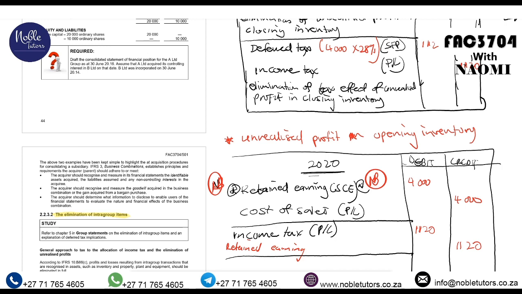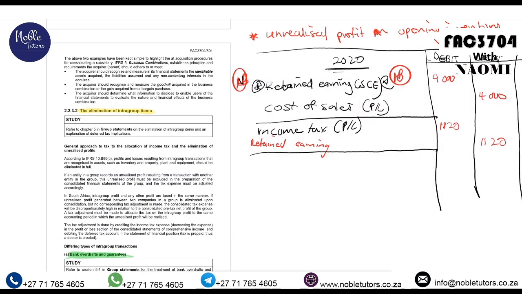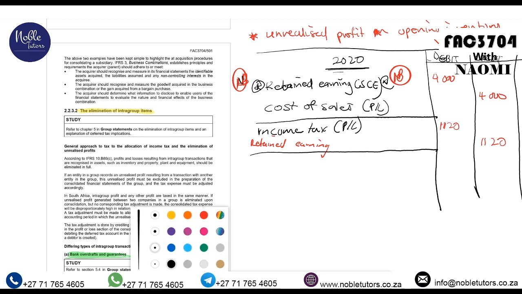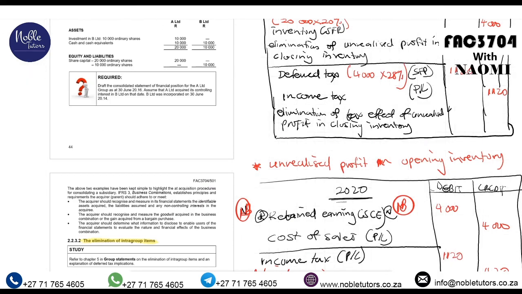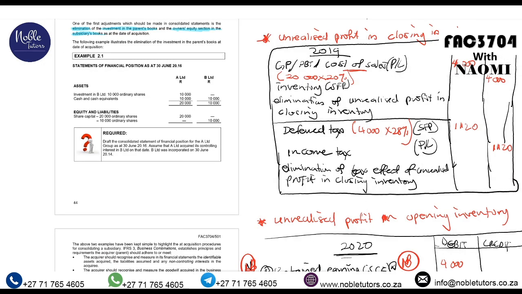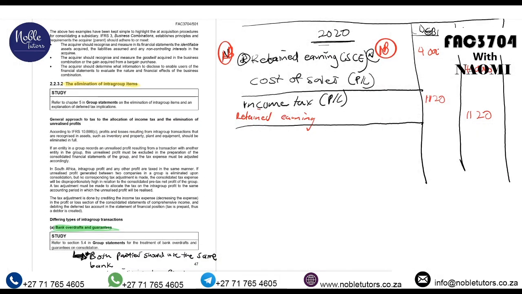This is for opening inventory, right? And I remember I said, on the closing one, they managed to sell 5,000 outside the group and they were left with 15,000. So now I'm doing another normal closing. In other words, I'm doing this journal again. So it's going to be debit cost of sales, profit and loss, credit inventory, SFP. With how much? The closing balance of 2020 becomes 15.